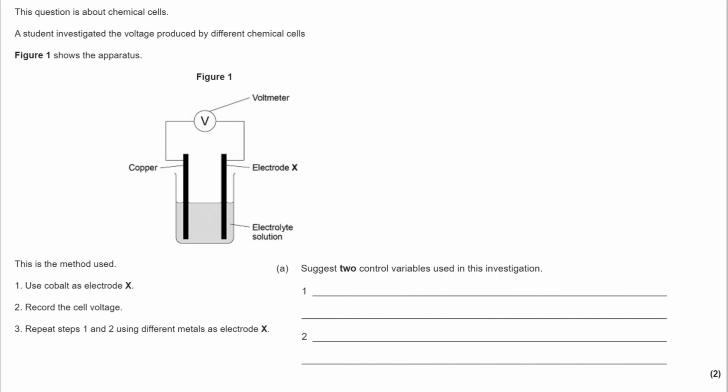Now, the first thing that we need to consider here is the independent variable is the metal we're using as electrode X, that's what we're changing, and the dependent variable is the voltage we're measuring as a result. So your control variables are going to come from all of the other things that could be kept the same. So let's take a look at some examples.